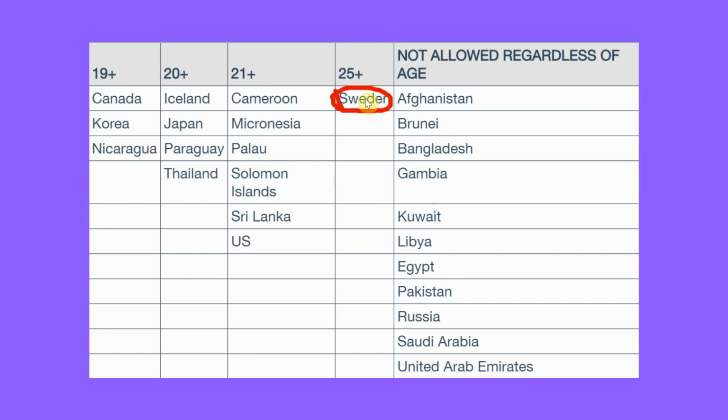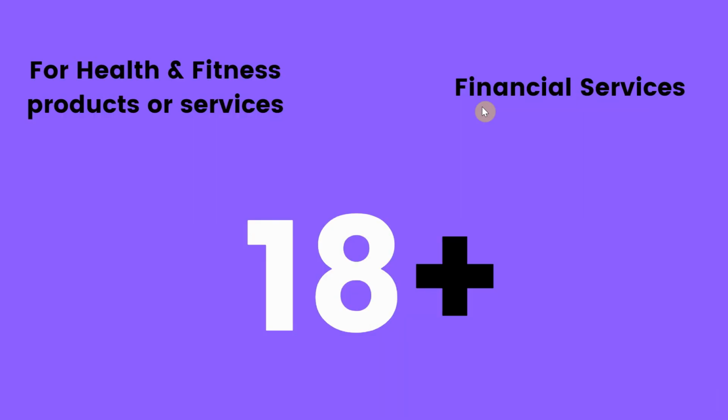So if you have Sweden, well, you're gonna target 25 about. That's just the baseline for how you want to do that. And make sure you do not target places that don't allow drinking. That's your homework you gotta do if you're running a business in alcohol. Health and fitness products or services and financial services are all 18 plus, so the target should be above that. It's pretty straightforward.